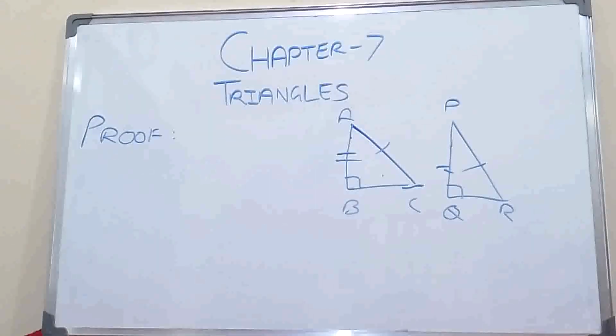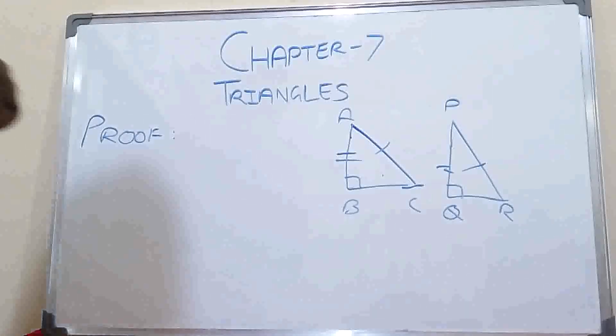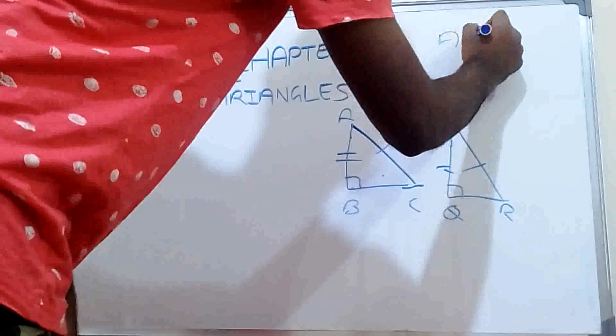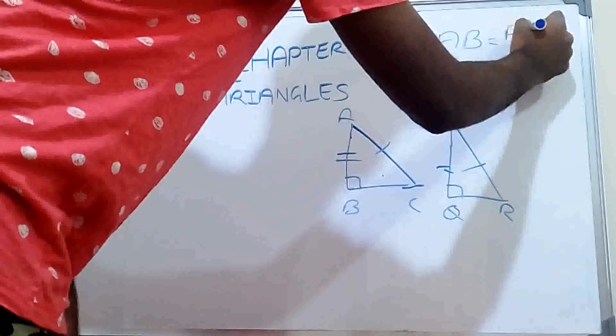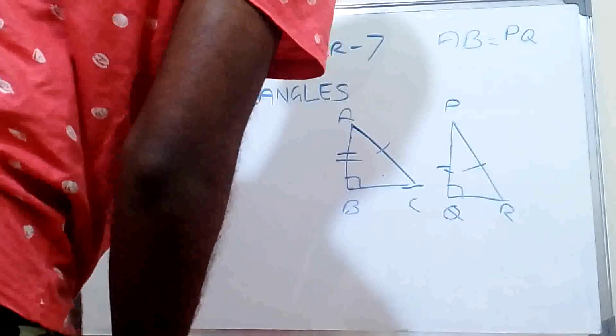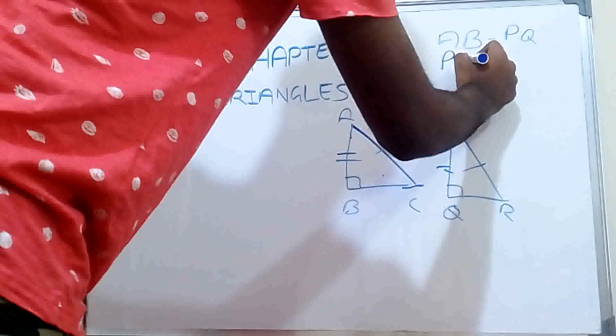So here we have two right angle triangles where the hypotenuse AC of ABC is equal to the hypotenuse PR of PQR, and one side of ABC, that is AB, is equal to one side of PQR, that is PQ. So what are we given here? We are given that AB is equal to PQ and PR is equal to AC.